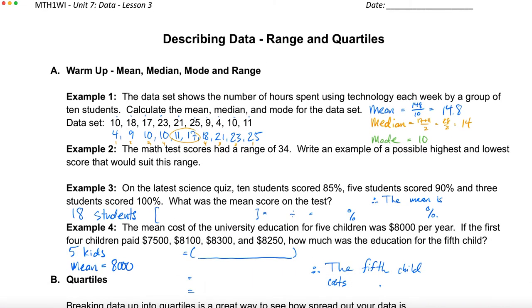Same thing, I'm going to let you guys work on it on your own, but let's read it together. The math test scores had a range of 34. Write an example of a possible highest and lowest score that would suit this range. So here we want a range of 34. The range, again, is the difference between the smallest and largest data points in the set. So again, hit pause here, write down a couple of highest and lowest scores that will work for you. When you're done, come on back and we'll see how you did.